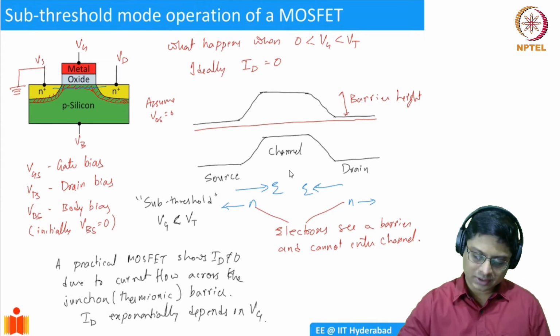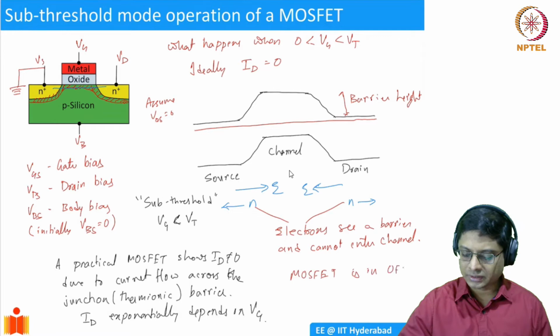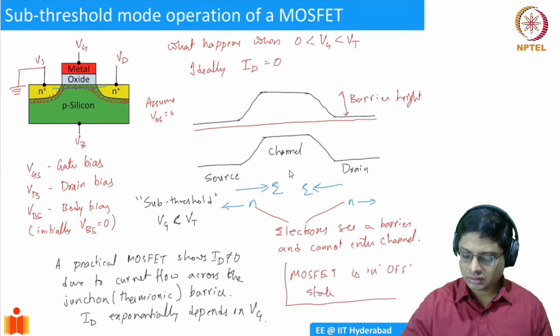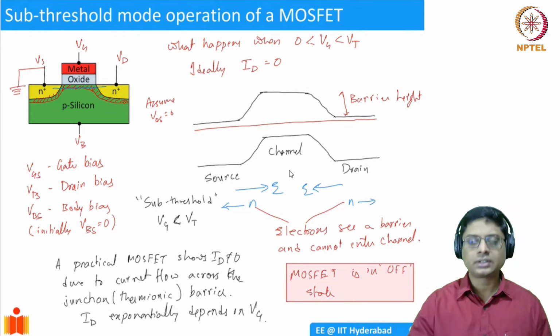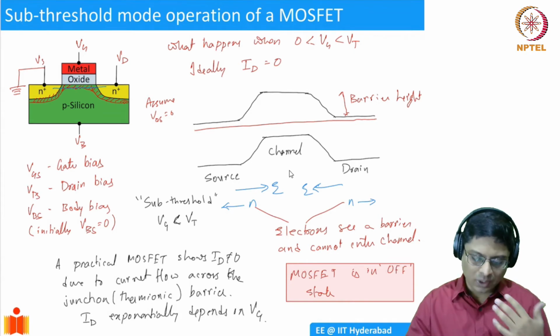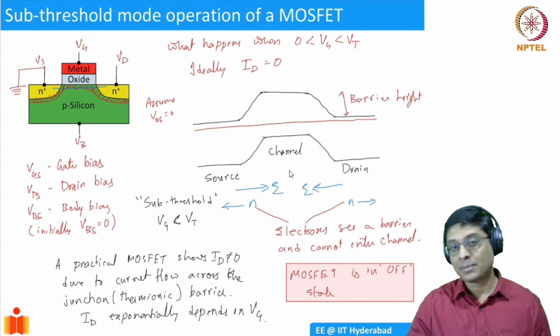Okay. So the device is off, right? So basically, sub-threshold implies the MOSFET is in off state. Right? Well, now what happens if you increase the gate voltage above VT?